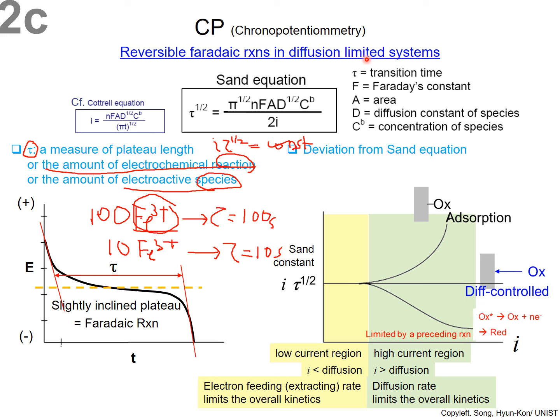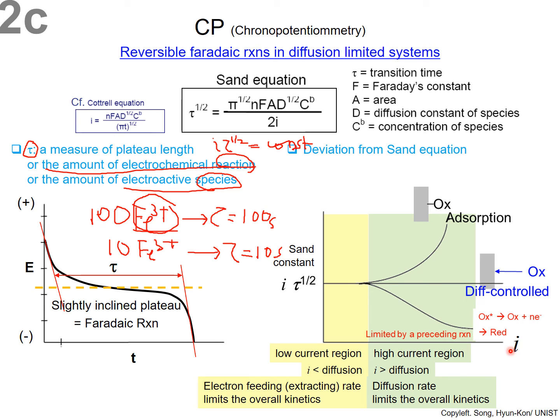Let me think about the deviation from the Sand equation. What kind of situations induce the deviation from the Sand equation? Here is the Sand constant versus current plot. This is the product of current and the square root of tau, and the x-axis is the current.